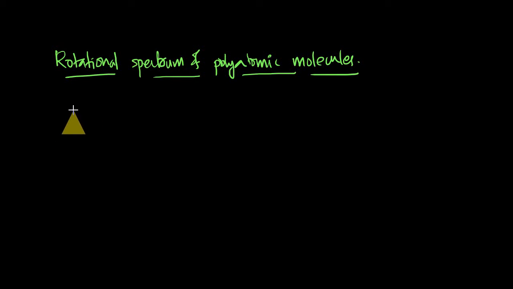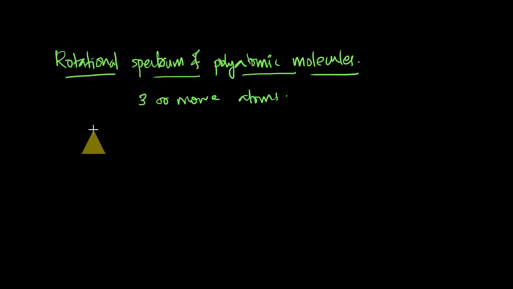Okay, in this video I am going to discuss the rotational spectrum of polyatomic molecules. By polyatomic molecules, we mean molecules having three or more atoms. So a triatomic molecule can be considered a polyatomic molecule, or a molecule having four atoms can be considered a polyatomic molecule.